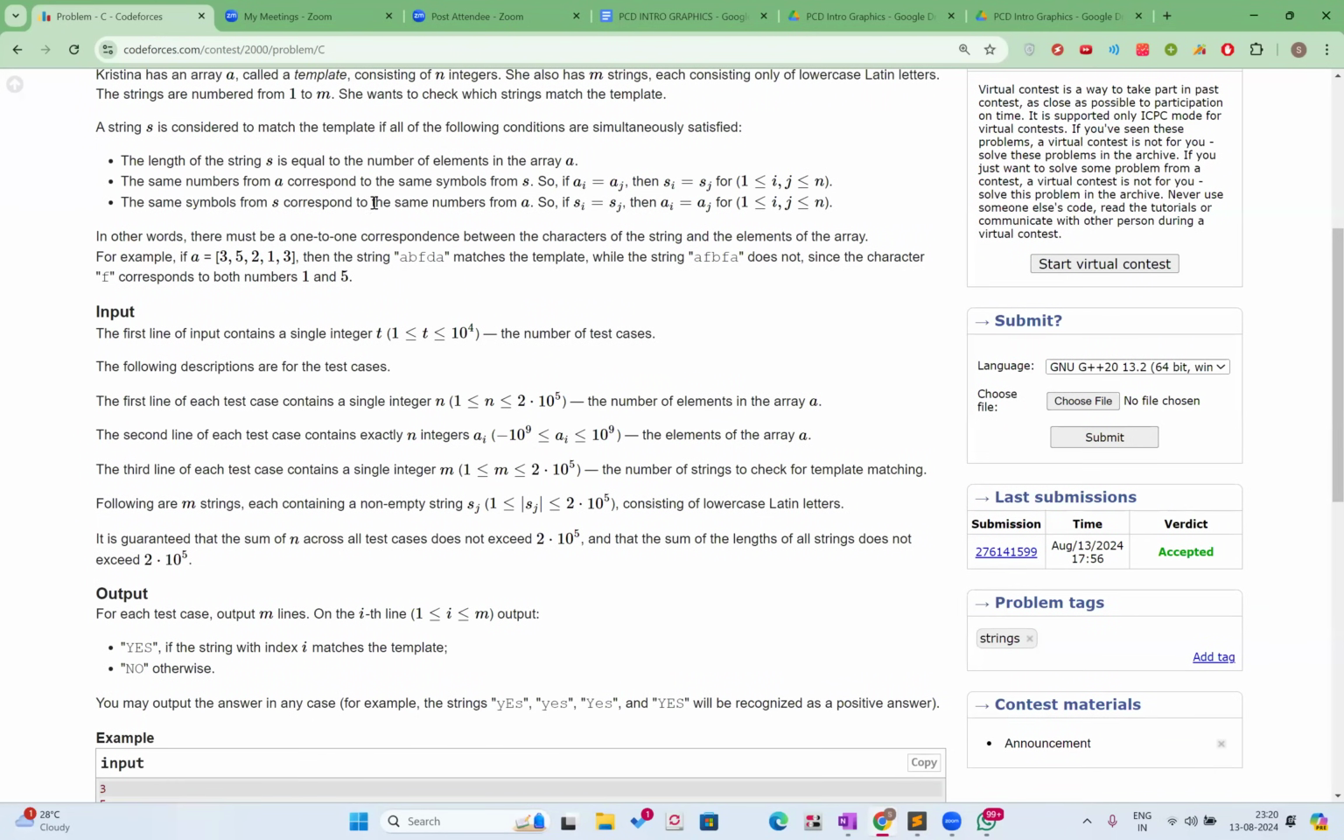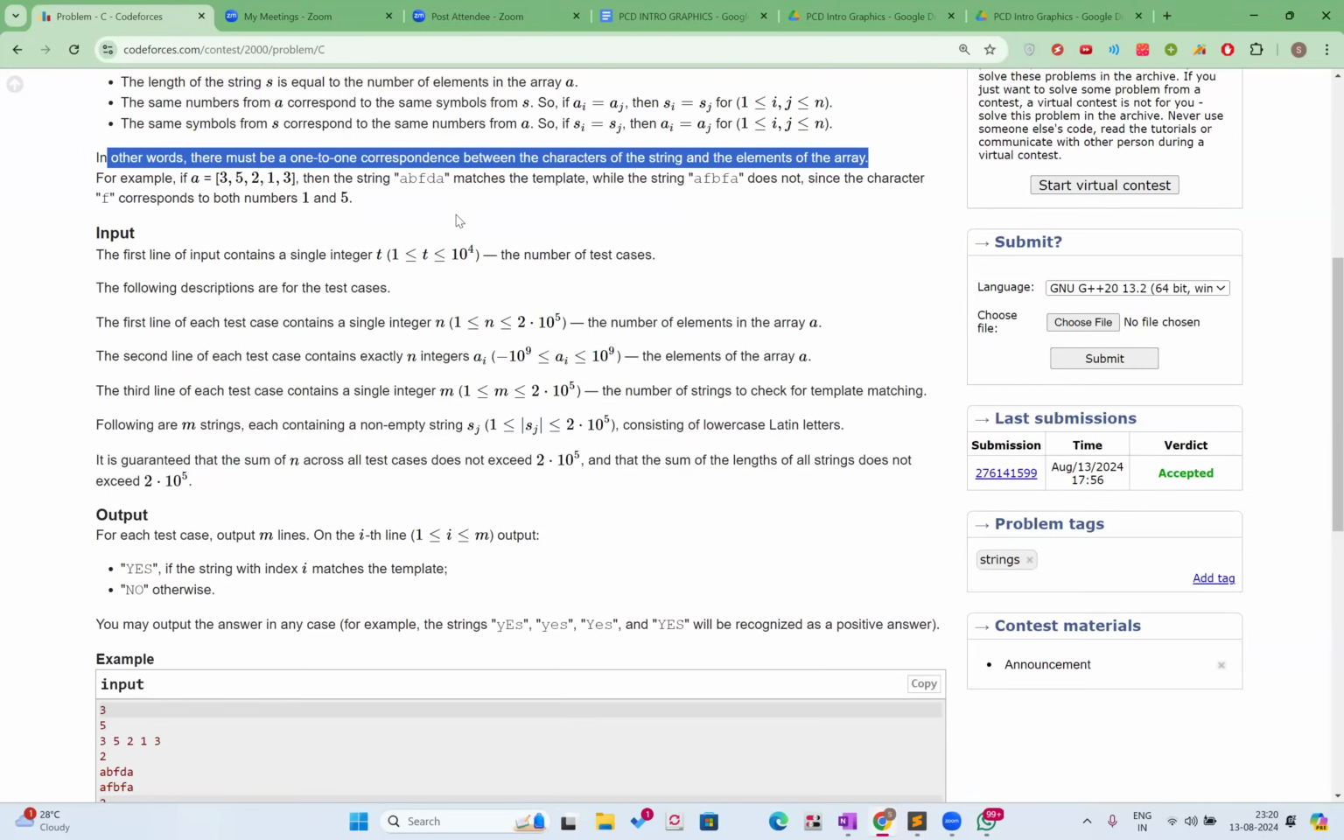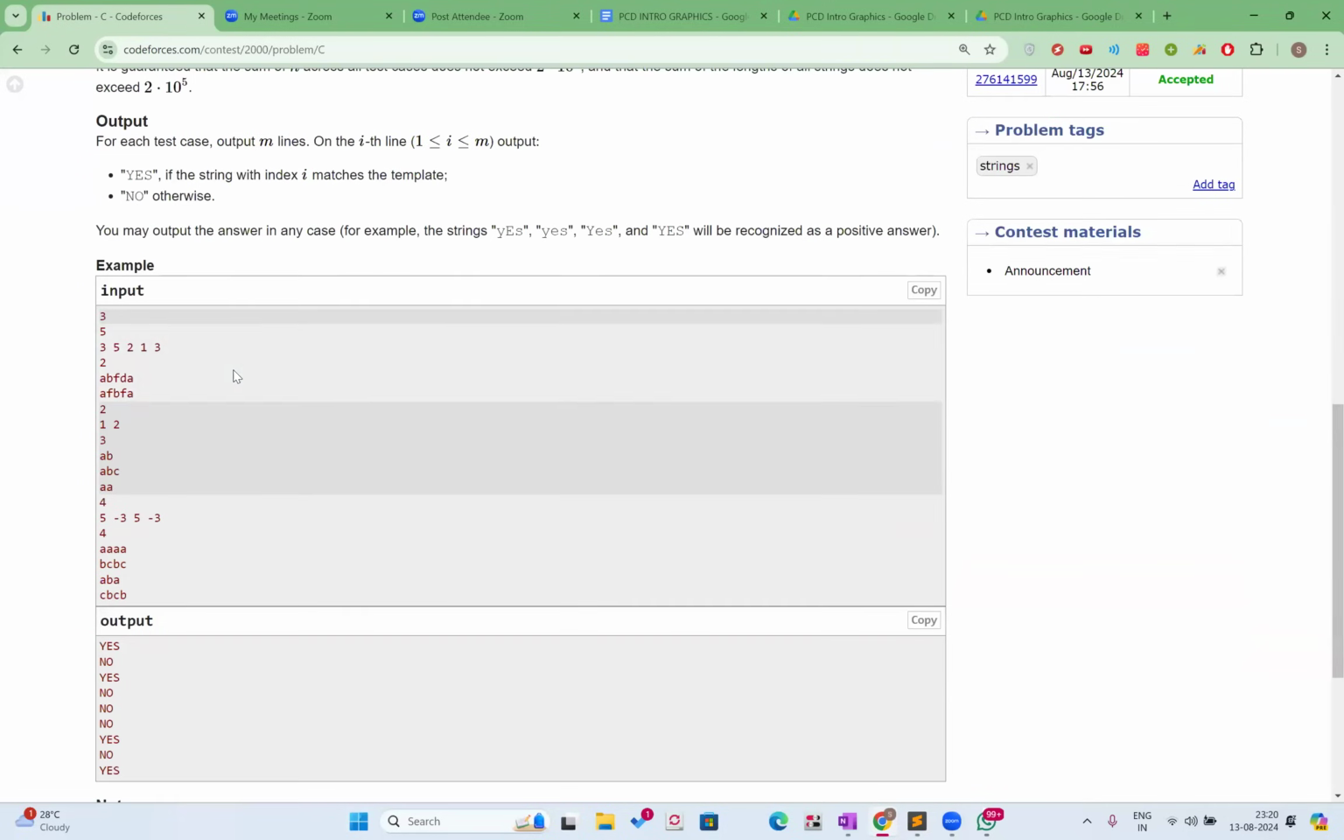So basically this is the condition. Whenever the same symbols are there at two positions, there are the same numbers at those positions as well. So there is a one-to-one correspondence between the characters of the string and the elements of the array. I'll discuss it with the help of an example. Just take this example.